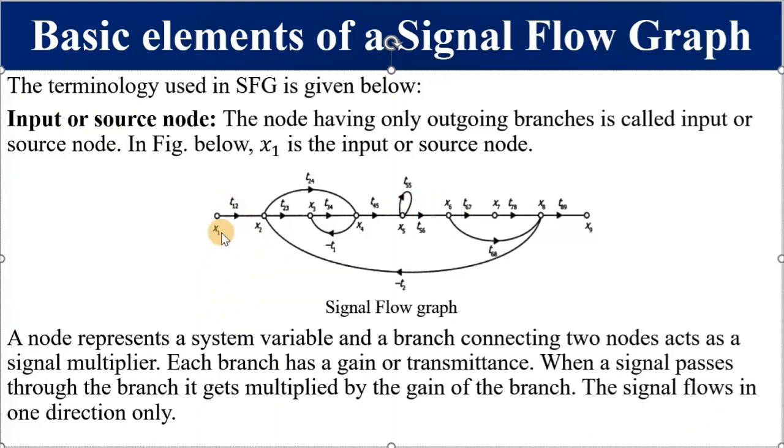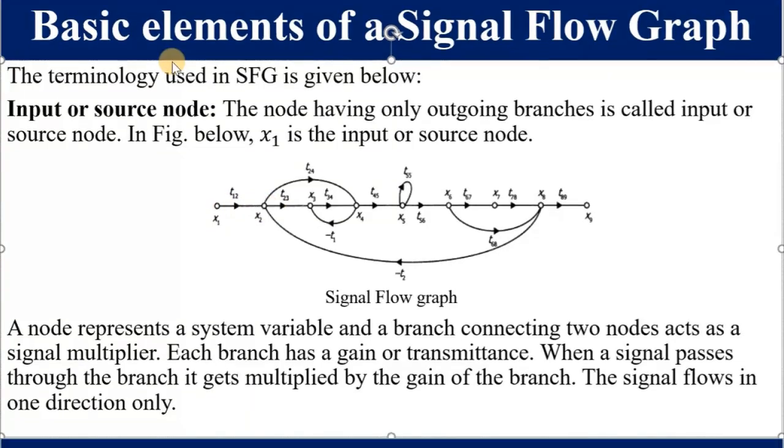From x1 to x2, the signal flows in this direction. There is a possibility that, for example, from x3 to x4 it flows in this direction, and it will come back in the other direction through minus t1. But you cannot have bidirectional communication on one branch. Please take note, this is an important point.